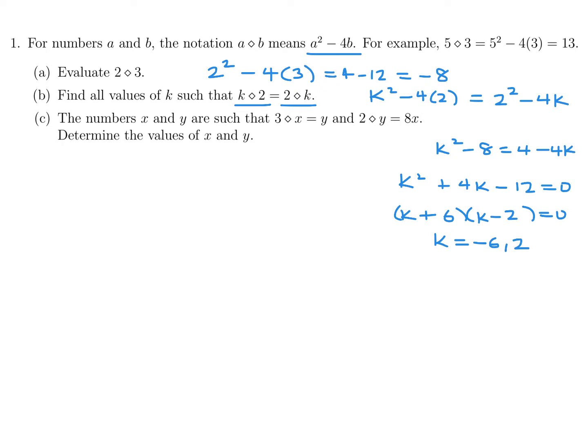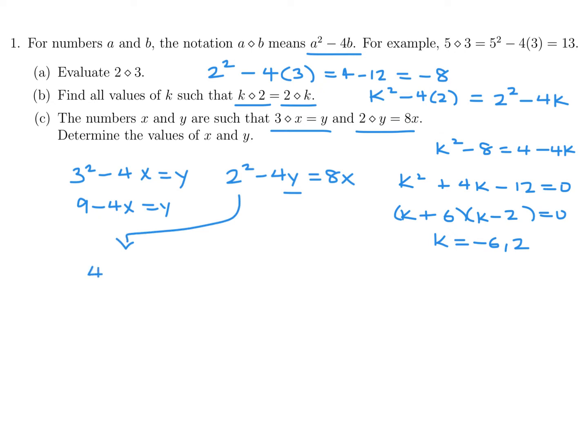Part C. The numbers x and y are such that 3 star x is y and 2 star y is 8x. Determine the values of x and y. So this first one is equivalent to 3 squared minus 4x is equal to y, and that one is the equivalent of 2 squared minus 4y is equal to 8x. So we just have a system of equations here. This is 9 minus 4x is equal to y, so we'll substitute that into there. We get 4 minus 4y, but y is 9 minus 4x, is equal to 8x. And then we just solve this.